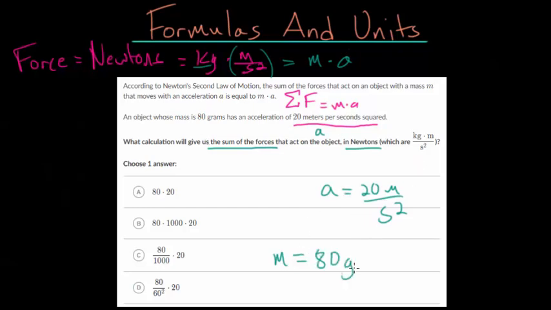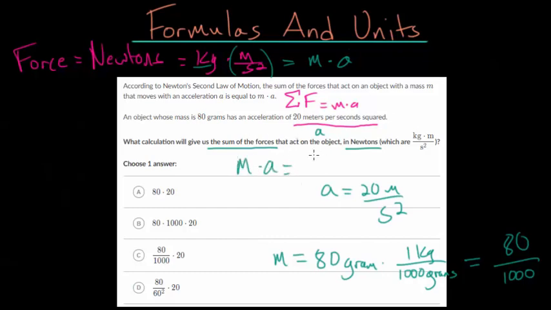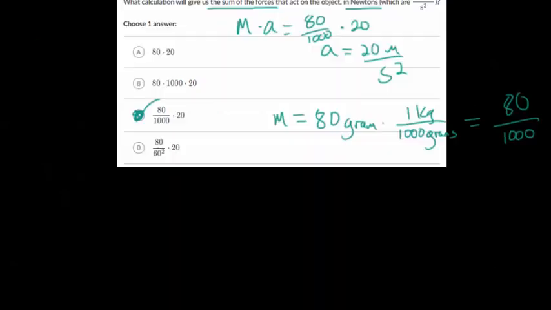So we have 80 grams, and we know that for every kilogram, there are 1,000 grams. And I want to cancel grams out, so I'm going to put grams in the bottom. So for every 1,000 grams, there's 1 kilogram. So essentially, you get 80 over 1,000, which I'm going to leave like that because you'll see that the answer has that. And so we multiply m times a. And so m, we know, is 80 over 1,000, because we converted that to kilograms. And then a is just 20. So we're looking for 80 over 1,000 times 20. That would be choice C right here. So with that in mind, let's keep going. Let's try another one.